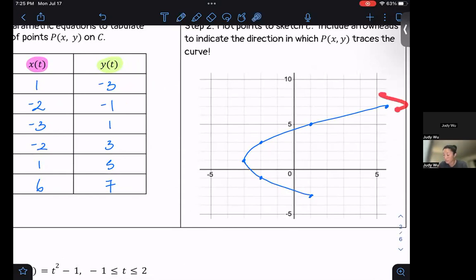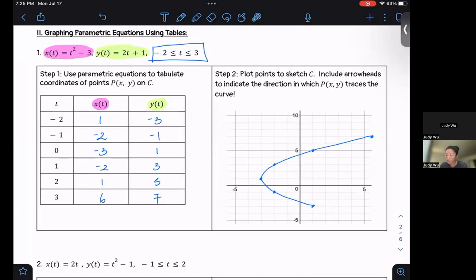So what I don't want to see is arrows, okay? The reason we're not putting arrows there is because all we're doing is saying, I just want the piece of the graph between -2 and 3. This is the piece. Now, how do we know what order we graph it or we draw the arrows in?